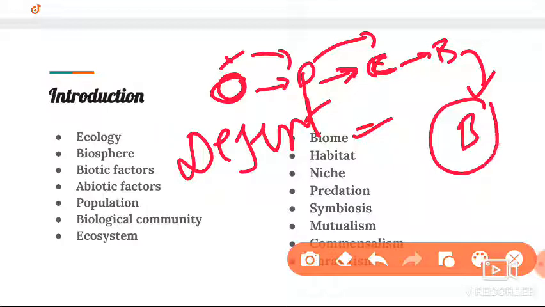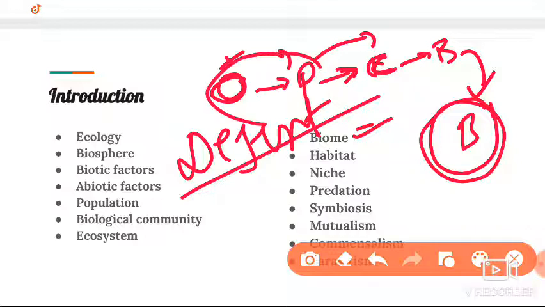And finally there is the biosphere. It includes desert, deciduous forest, tropical rainforest and everything. The complete world comes under the biosphere. Please remember this: organism, population, community, biome. We are studying only up to organisms and populations, but we use the terms biome and community many times, so you have to know about them.